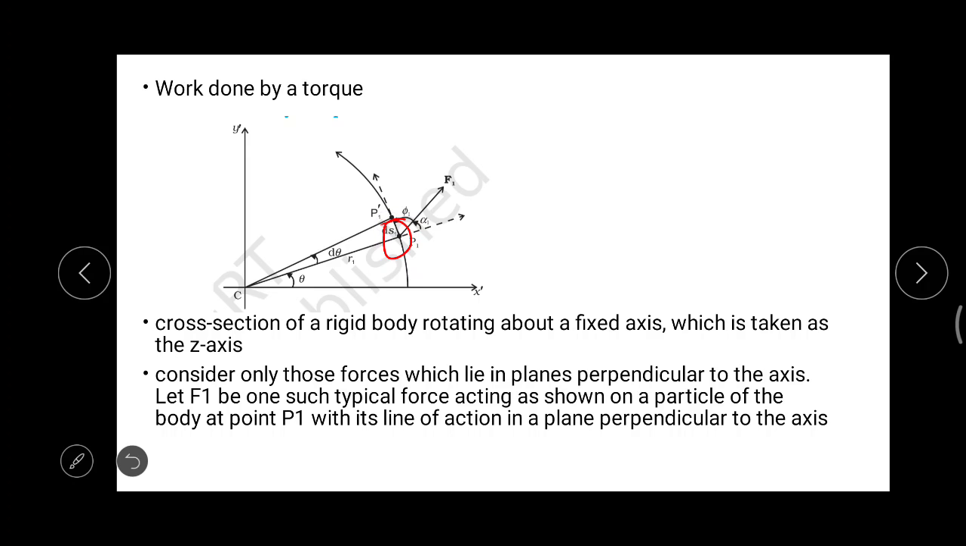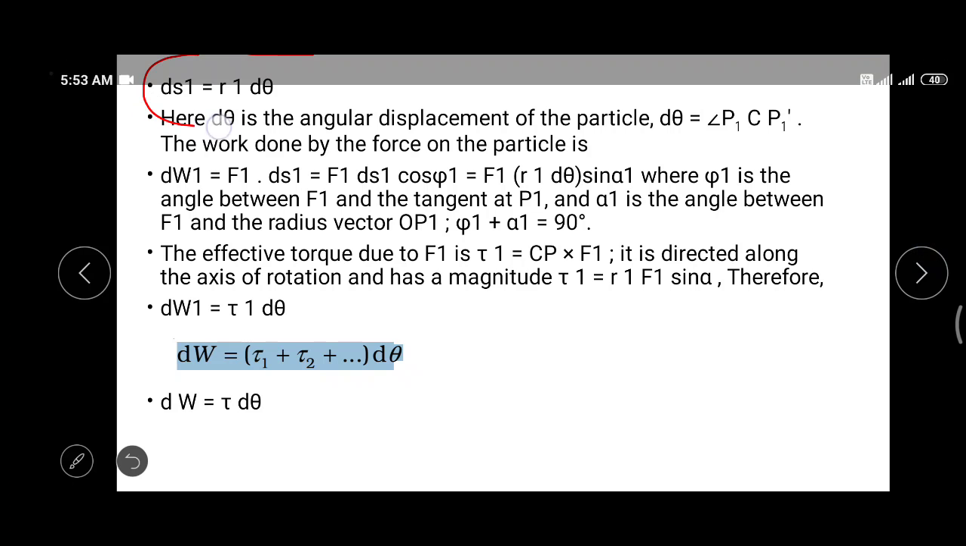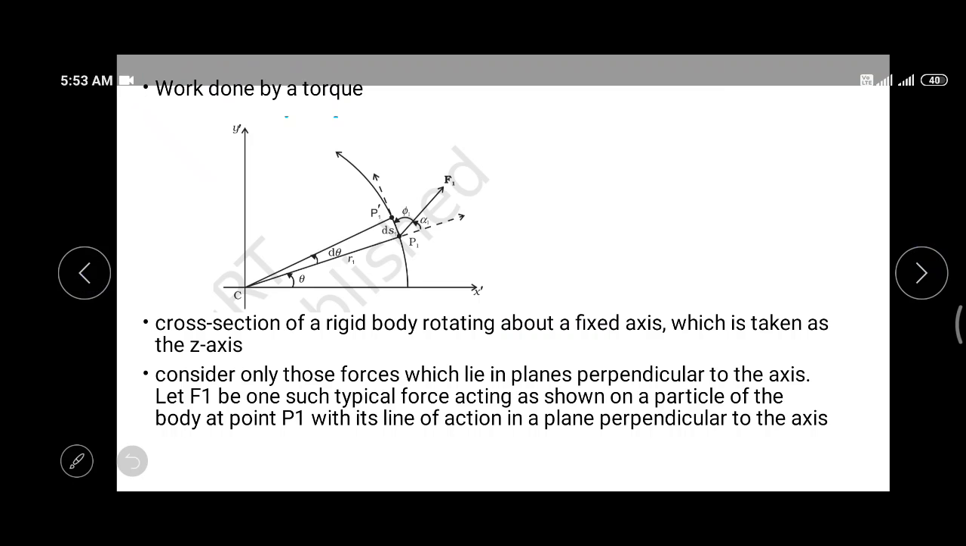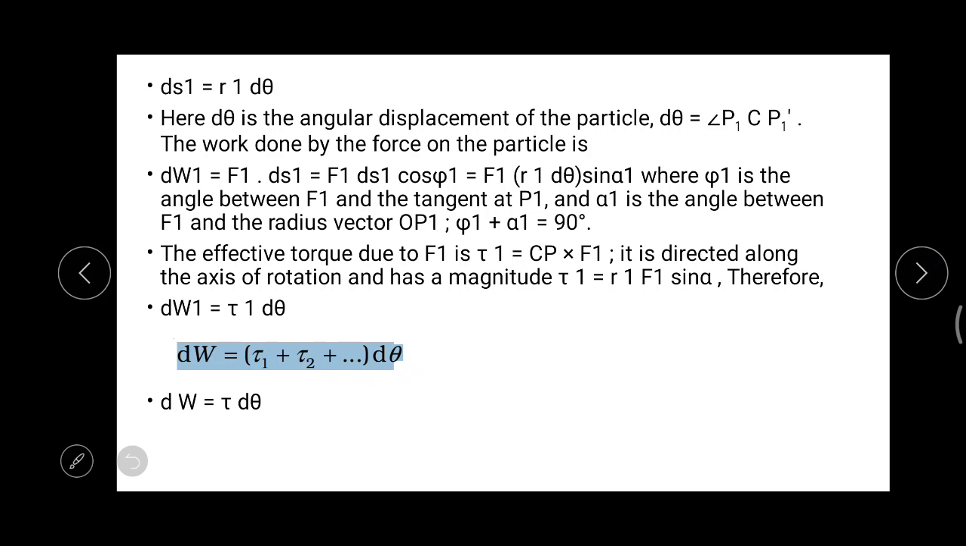So using the arc equation, ds1 is equal to r1 d theta. r1 is the radius, d theta is the angular displacement. So the arc length will be r1 d theta. Here d theta is the angular displacement of the particle, and d theta is equal to the angle P1 Cp1 dash.